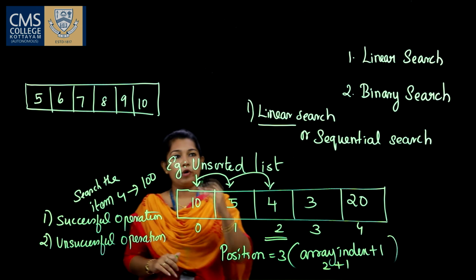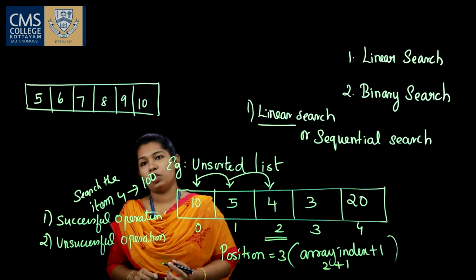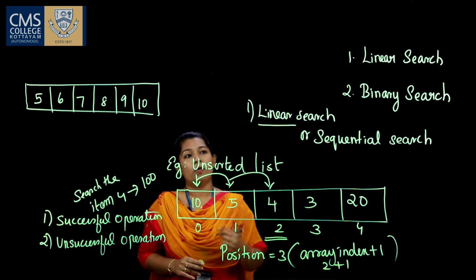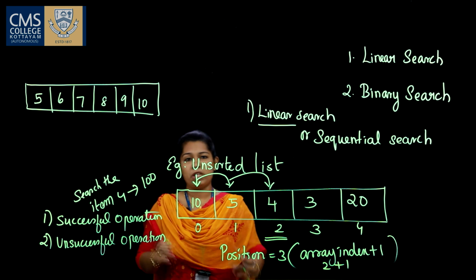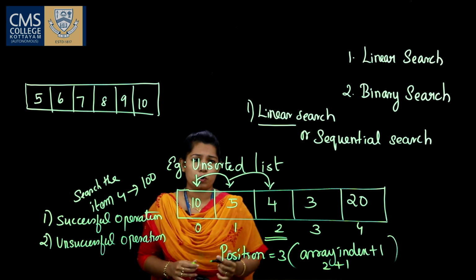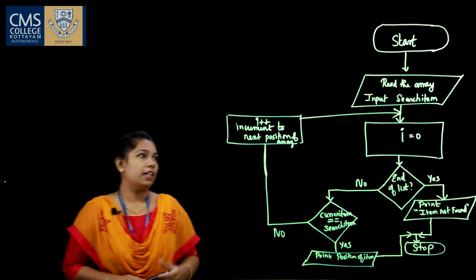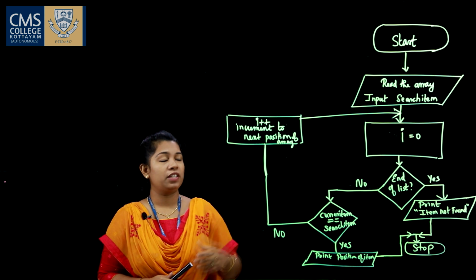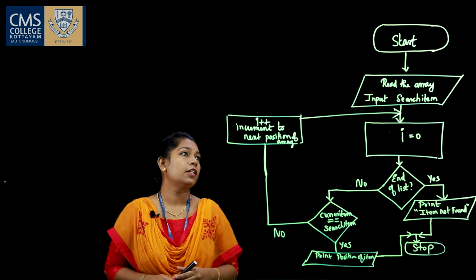Now we are going to implement this linear search using our programming language, C++. Before going to the programming language, we first discuss how to write the code through a flowchart. Before the implementation of linear search, we just discuss its flowchart.